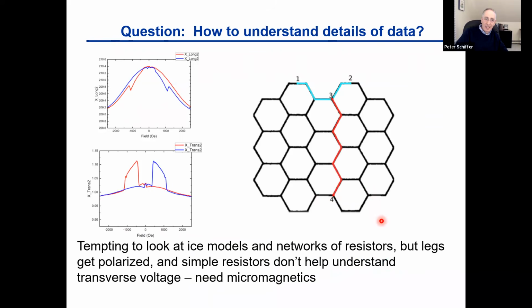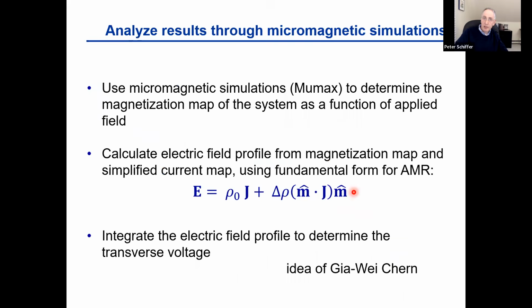And if you try to do a simple ice model and networks of resistors, you fail, because you don't understand exactly what's happening in the vertices. You certainly don't get a transverse voltage from just, if you try to do a Kirchhoff's law analysis, it ends up failing miserably. It's really hard, and you end up not getting the right results. And Kirchhoff's law wouldn't give you a transverse voltage in any case. So what you have to do is study the micromagnetics.